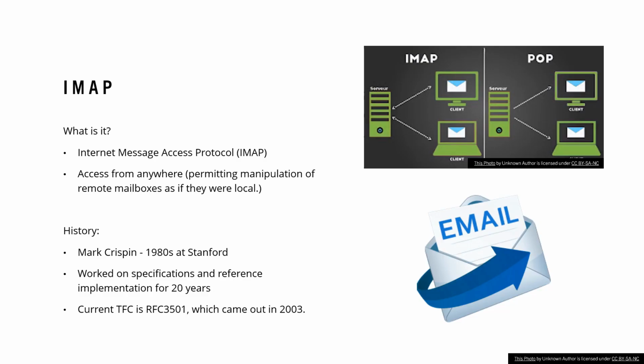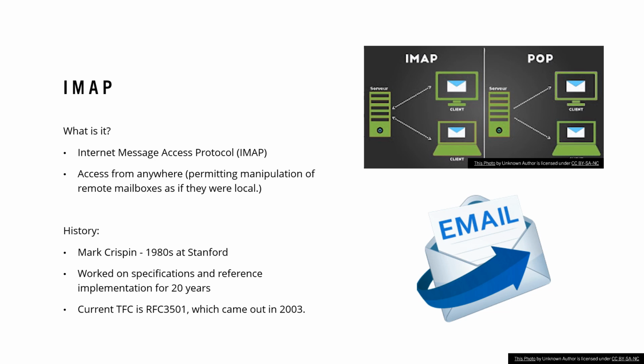First, I will talk about IMAP, which is also called Internet Message Access Protocol, also known as IMAP for short. It is where you can access your email from anywhere, permitting manipulation of remote mailboxes as if they were local. So for example, if you have email on your phone and you send an email to your friend, you are using the IMAP settings to be able to access your email from anywhere.